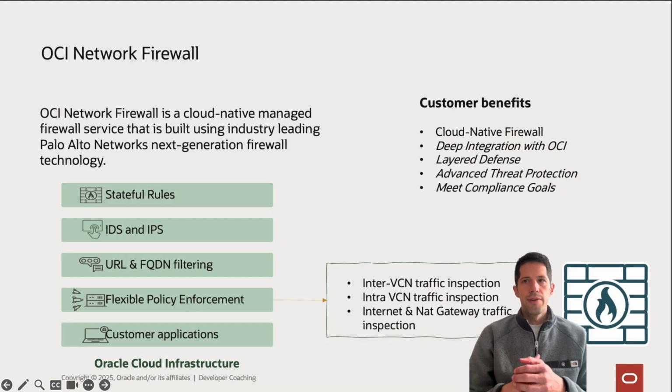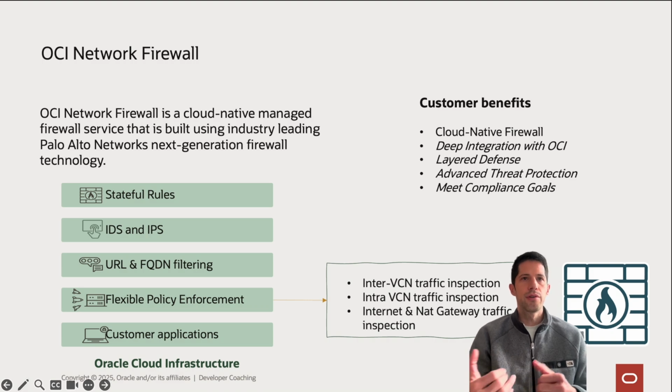The OCI Network Firewall is a cloud-native managed firewall service that is built using Palo Alto Networks technology. Within the OCI Network Firewall, customers can define security rules, decryption rules, tunnel inspection rules for bit-up mirror traffic, and NAT rules, which will be the main focus of today's session.